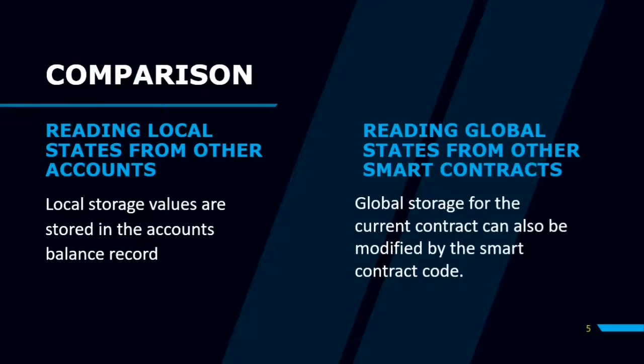So we're going to look at a quick comparison between the local storage and the global storage. Local storage values are stored in the account balance record, while the global storage for the current transactions can be modified by the smart contract code.